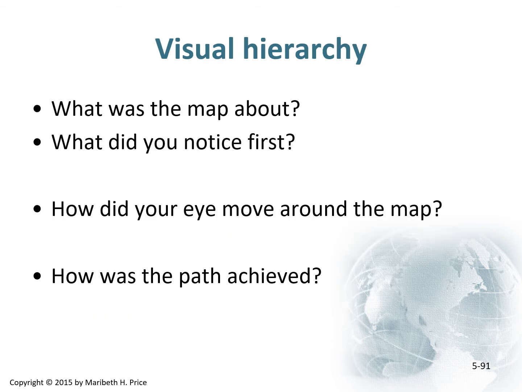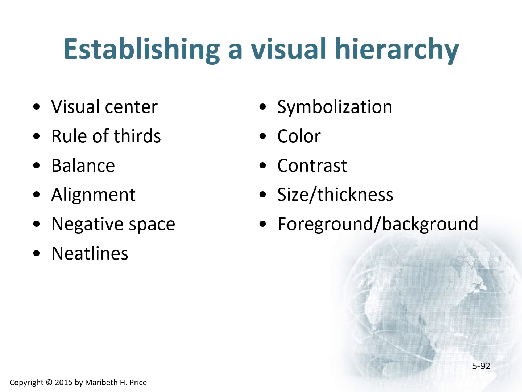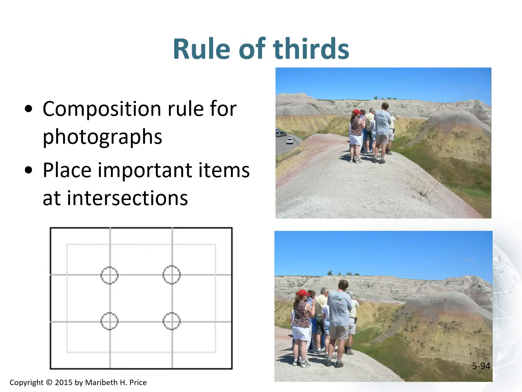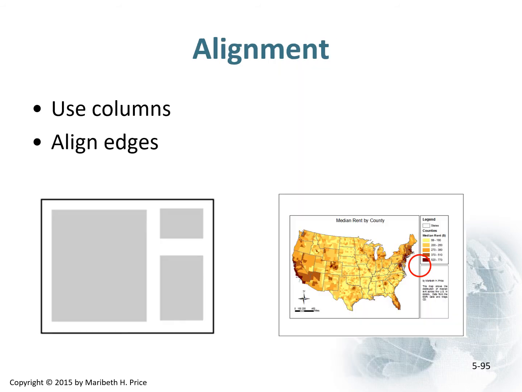Visual hierarchy is all about how you arrange stuff in a map, so the things that matter are the first things you notice. The things that jump out, after the things on top, in front. How do you do it? By using these various things. Visual center: higher than the real center. Rule of thirds: don't put the stuff that matters right smack in the middle. Put it off to the sides, like where these dots are in this image.